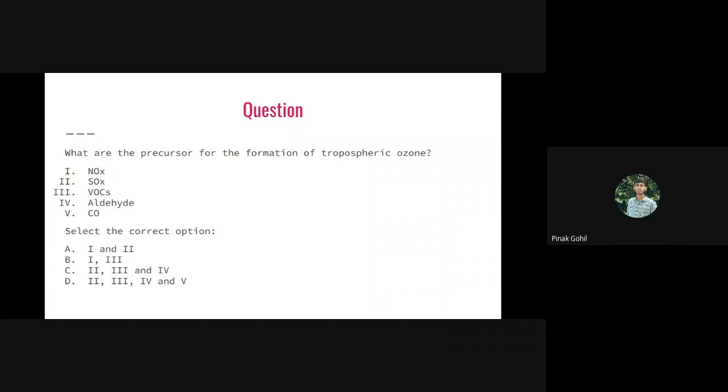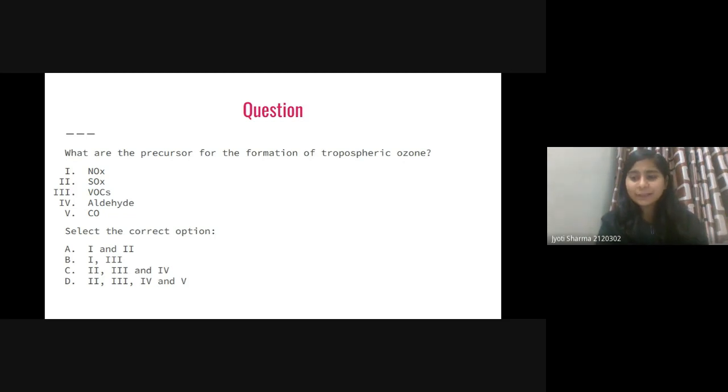Ma'am, mostly the troposphere layer contains the NOx and SOx, so I think A will be the answer, first and second. You have to study a little bit about how this is related to the photochemical smoke. For that photochemical smoke, it is not necessary to have the presence of both of these gases. So this is related to something else as well.